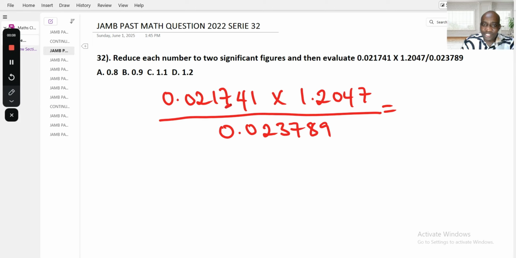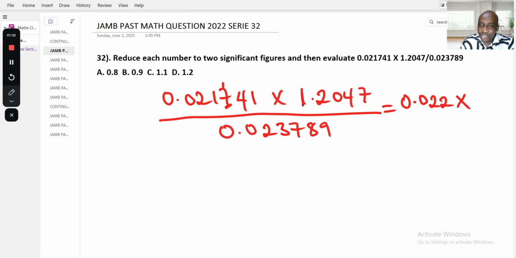Now what is the next number? It is 7, which is 5 and above. It means that we turn this one into 1 and add it to this 1, making 22. Final answer here will be 22.